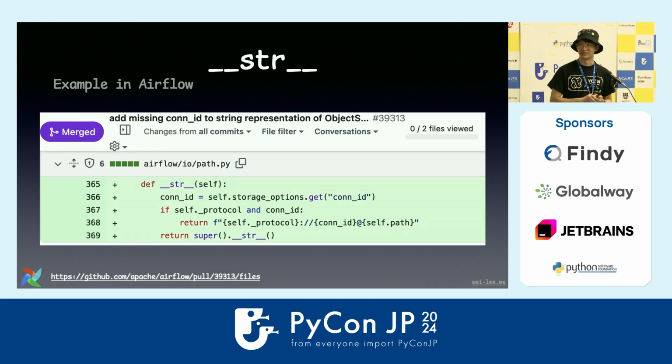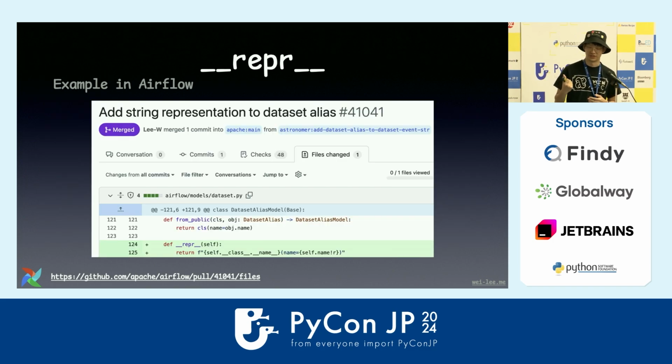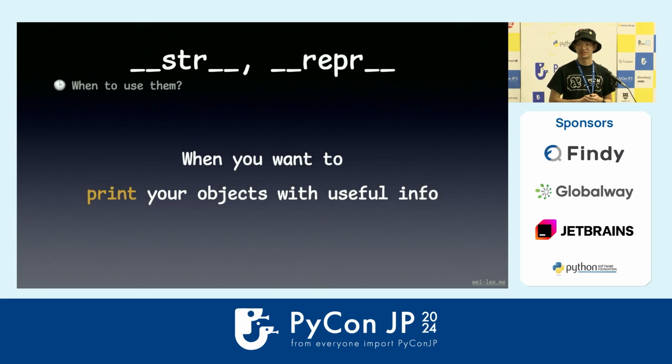So if you want to make your list comprehension look nicer, you probably need to define your dunder repr there. And this is an easy example from Airflow. We just return the string in another way so that we can do some operation. And yeah, for this one, we add a new class DatasetAlias, and we want to represent it in a better looking way. So this can be used whenever you want to print your object nicely.